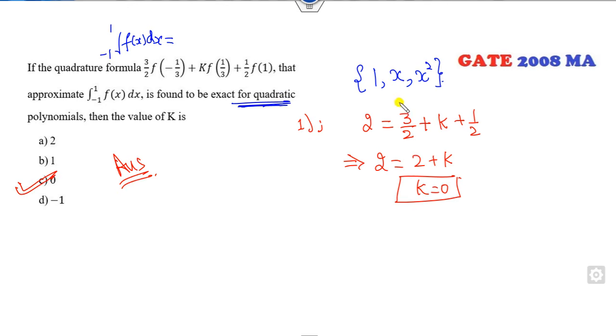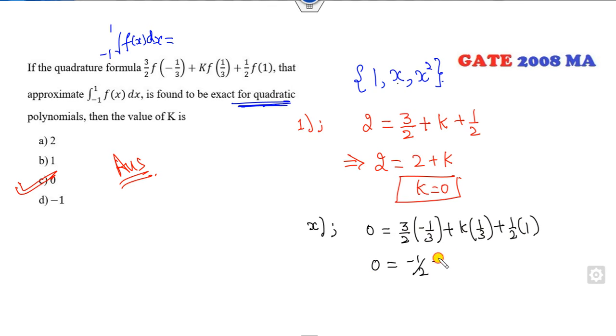Fine. If you want to try the second part, then again you will get the answer as 0. Look at that. Integration from minus 1 to 1 of x is 0. It will be 3 over 2 times minus 1 over 3 plus k times 1 over 3 plus 1 over 2 times 1. So what is that? It is minus half plus k over 3 plus half. You can see that half and half will be cancelled out. Again you will get k as 0. But there is no need to do that because you can get the answer in the very first step. So that is the right answer of this problem.